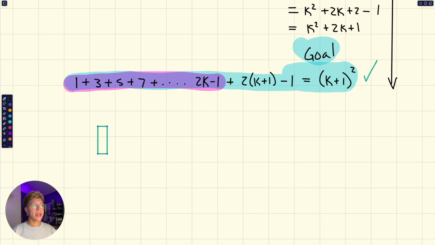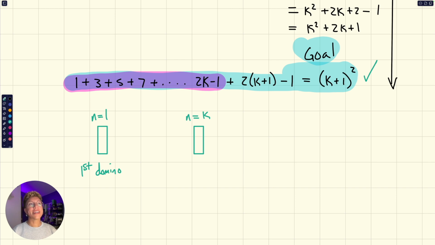This is our first domino here. And we can call this the n equals 1 domino. So this is our first domino. And then over here someplace, we have our second domino. And this domino is some domino in this long line. And we're going to say it's the k case.